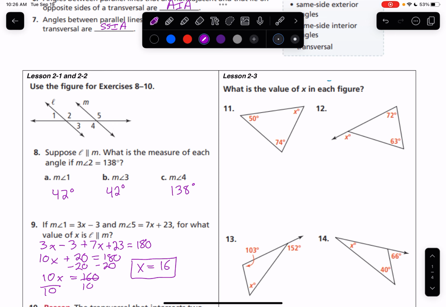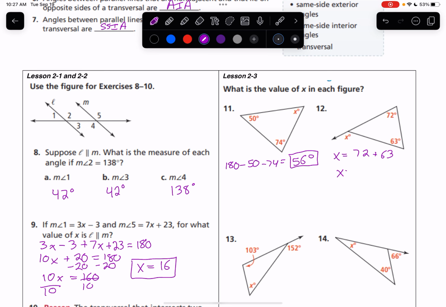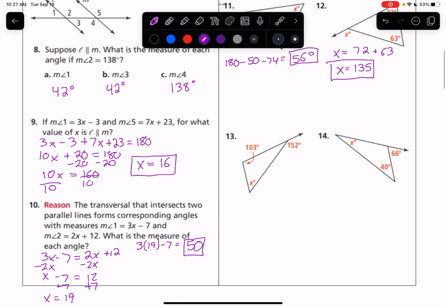Number 11, the value of x here would be 180 minus 50 minus 74, which gives you 56 degrees. Number 12, it would be x is equal to 72 plus 63, which means x equals 135, since those are the 2 remote interior angles. Number 13, since 103 plus x must be equal to 152, we can do 152 minus 103 to get us 49 degrees for x.